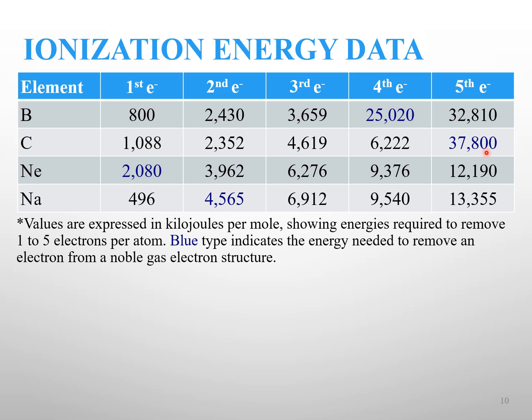So this is going to be helpful. If you see a trend like this, you can tell that if the big jump is between 4 and 5, you know it had 4 valence electrons. If the big jump happens from the third to the fourth electron, the fourth electron is really high, so that means it had 3 valence electrons.